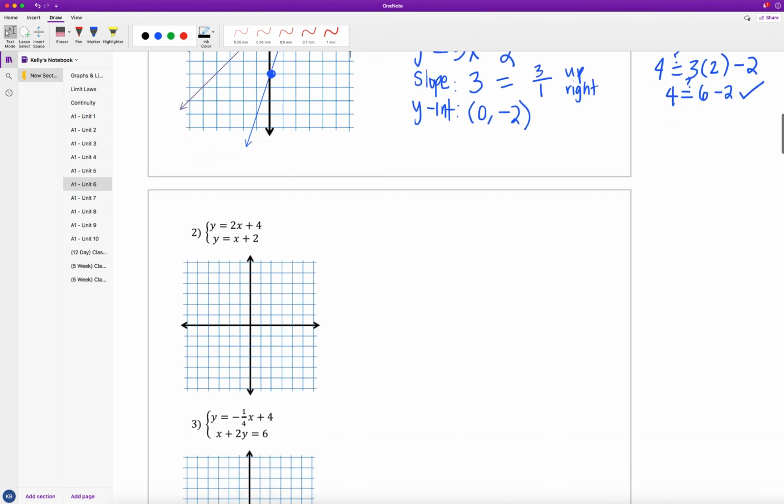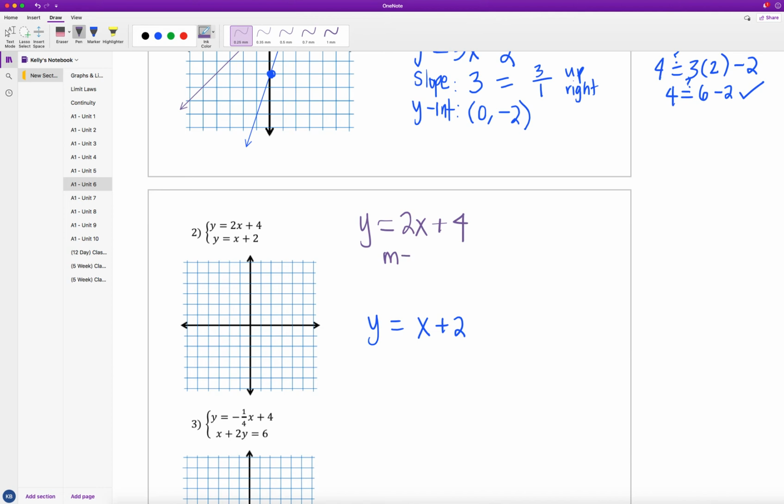Let's look at example 2. So in example 2, we have y equals 2x plus 4 as our first equation. And our second equation is going to be y equals x plus 2. Why don't you guys pause the video and graph this first equation, the y equals 2x plus 4.